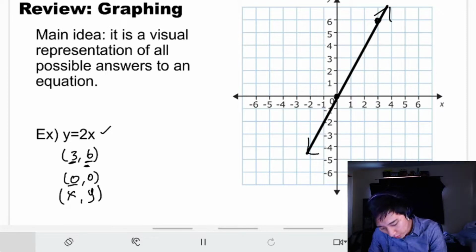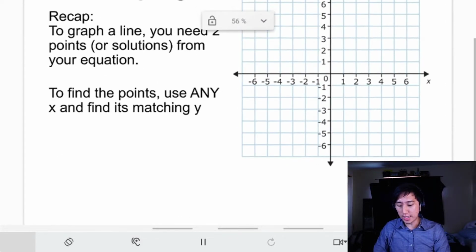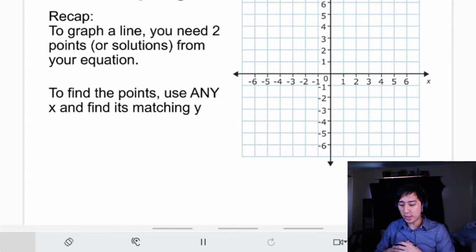They continue on. So if I were to take something like 1 comma 2, this is also a solution, because it says that my x is 1 and my y is double. So again, that's how we're graphing: we just get all of our solutions and put them down. When we started this, we said that in order to graph, we need 2 points or solutions from your equation. The way we find those points is you use any x and find its matching y. So just pick any x you want, plug it into the equation, and find the y.